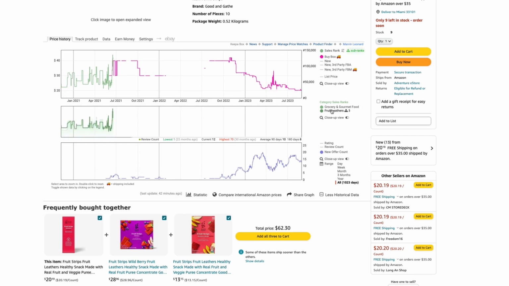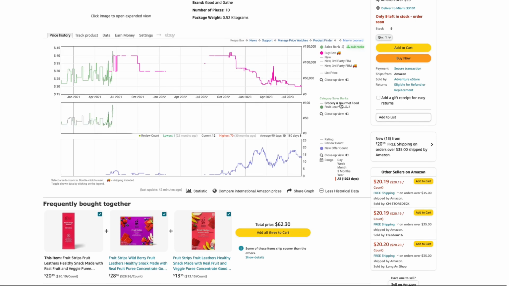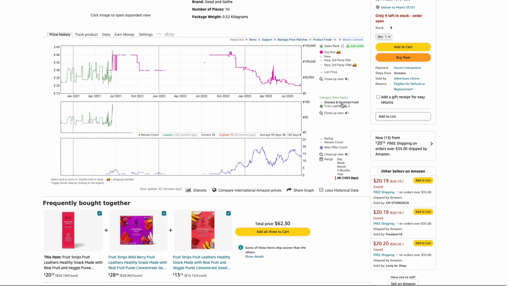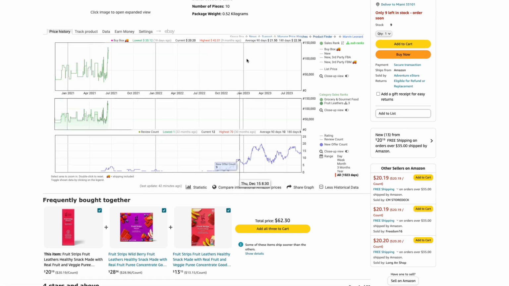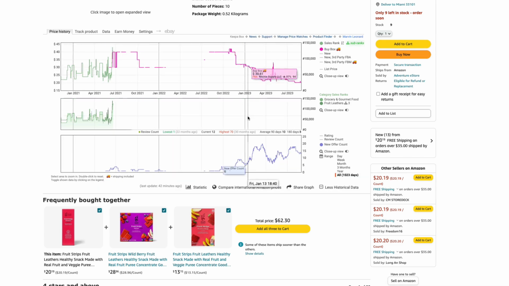Sometimes you're going to go over here and see that grocery and gourmet food is the parent category, and this is just a small subcategory. So it might not be assigned to the proper category for some reason in Amazon's system. That's why you're not getting any sales rank. Sometimes the buy box is going to be suppressed for whatever reason, and you're not going to see any buy box at all.